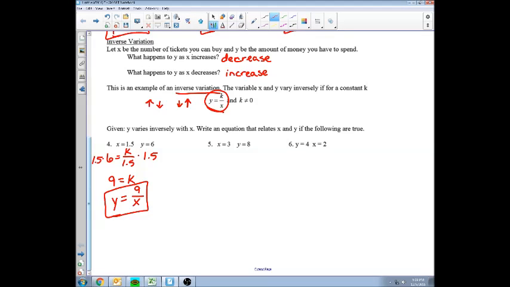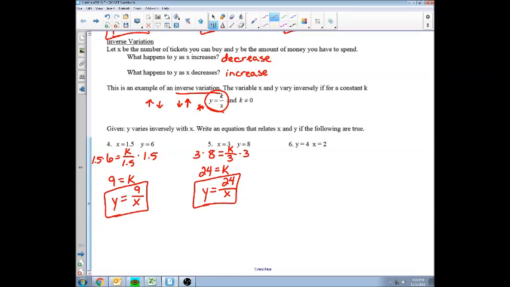Okay. Same thing with 5 then. I'm using this formula up here, y equals k over x. So 8 goes in for my y. My k stays k. Put that over 3. I need to multiply by 3 on both sides. So 24 then would equal k. How do I put that back in my formula? Well, y equals 24 over x.